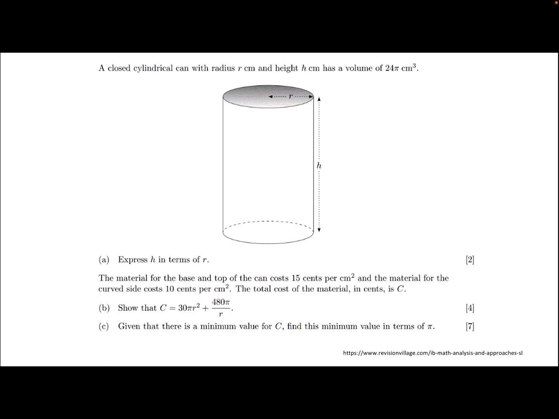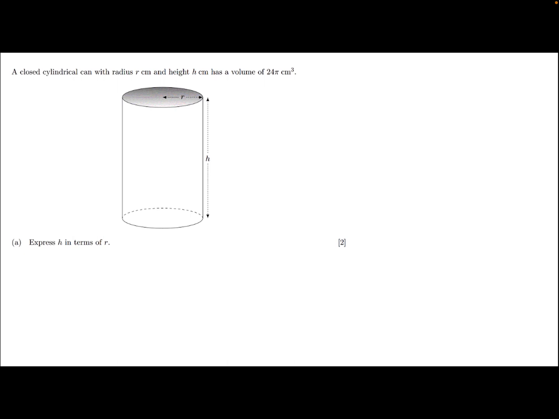So I'll allow you to just have a quick look at this question. We'll focus on part A. You can pause the video and read this question. Welcome back. You've noticed that the important information here is that the volume is set. It has to be 24 pi centimeters cubed. And we need h in terms of r. So essentially what we need is h as a function of r.